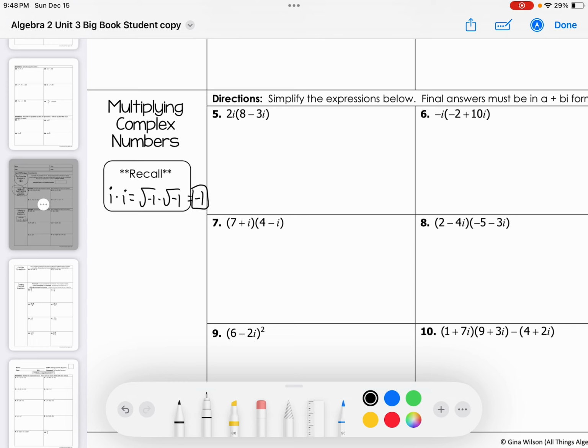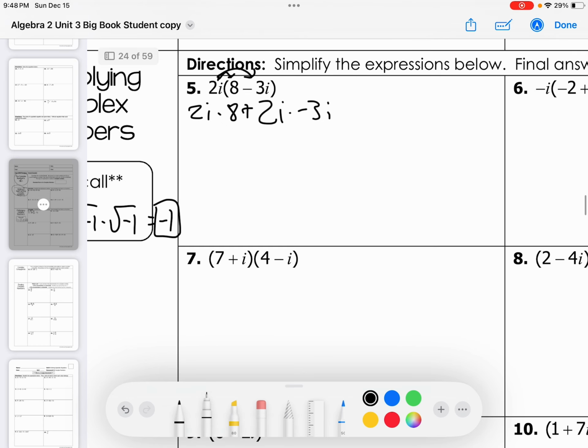So if we have, like number 5, there's 2i in front that we would distribute to the 8 and to the -3i. We would take 2i times 8, plus 2i times -3i. The 2i times 8 is easy. 2 times 8 is 16, so 2i times 8 would be 16i.